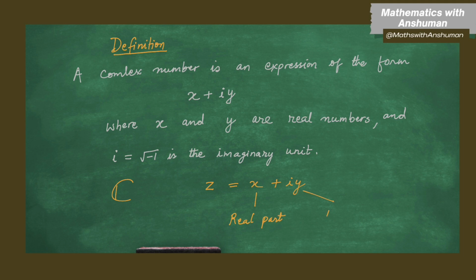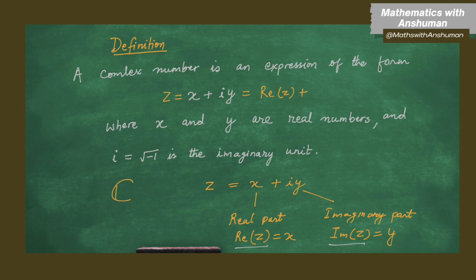and y is called the imaginary part. And we write it as Re z is equal to x and Im z is equal to y. That simply means real part of z is x and imaginary part of the complex number is y. And hence we can write z is equal to x plus iy, that is equal to real z plus iota multiplied by imaginary z.